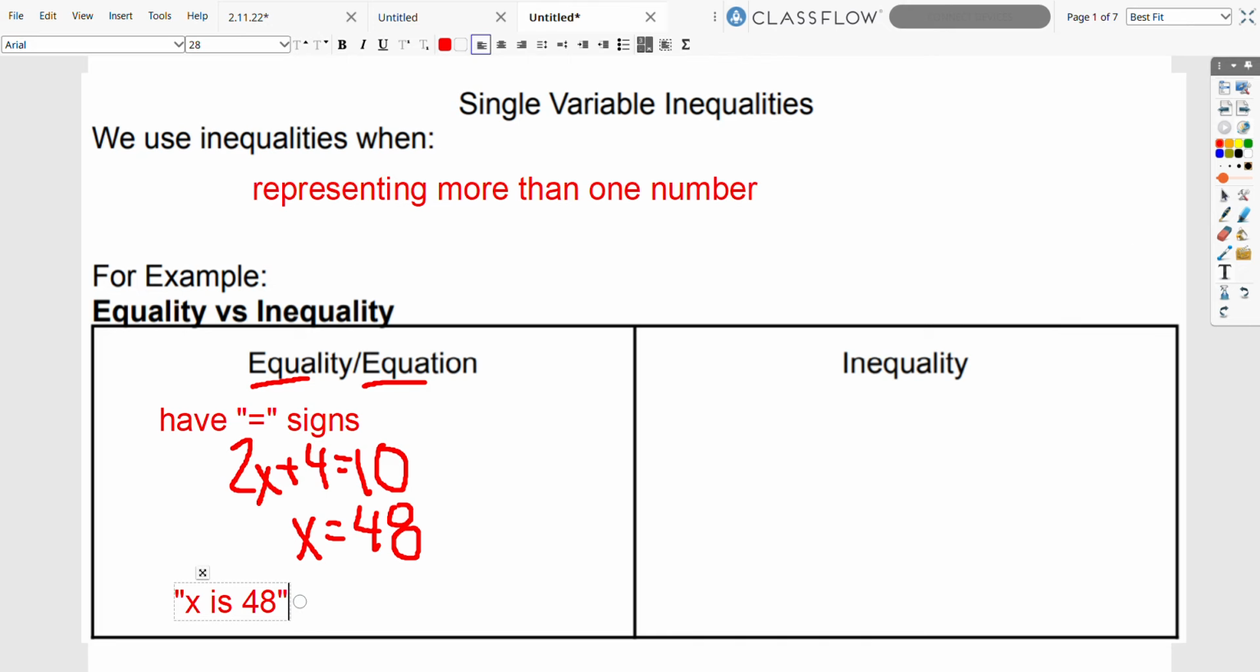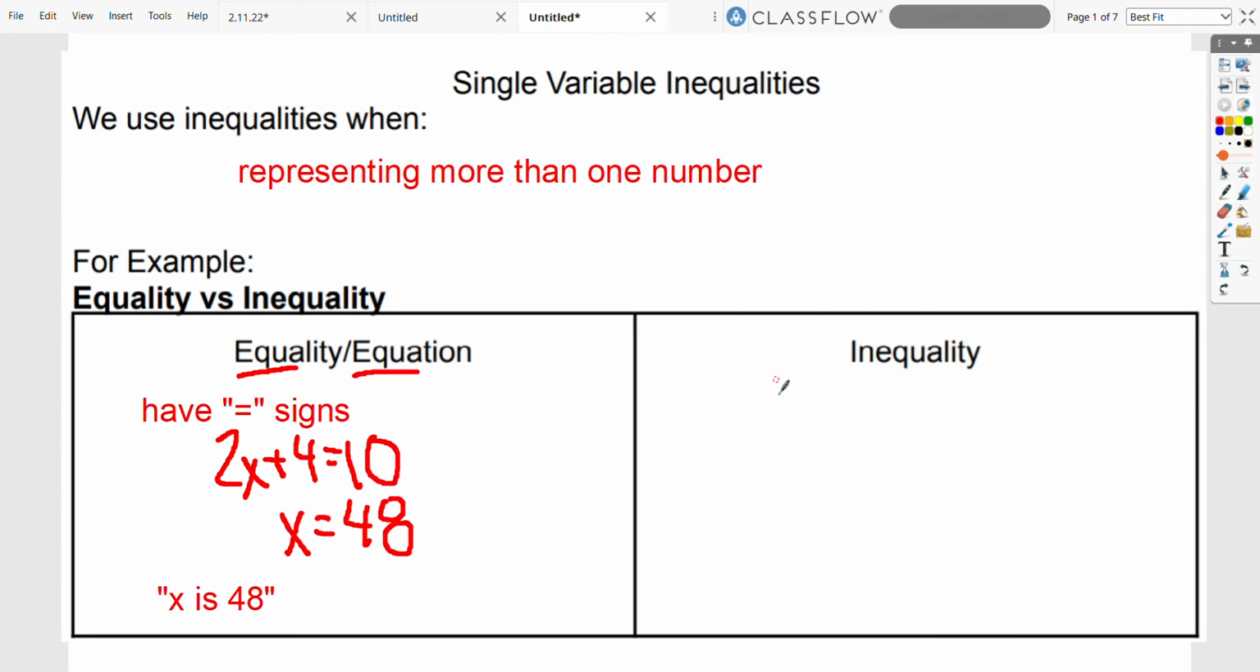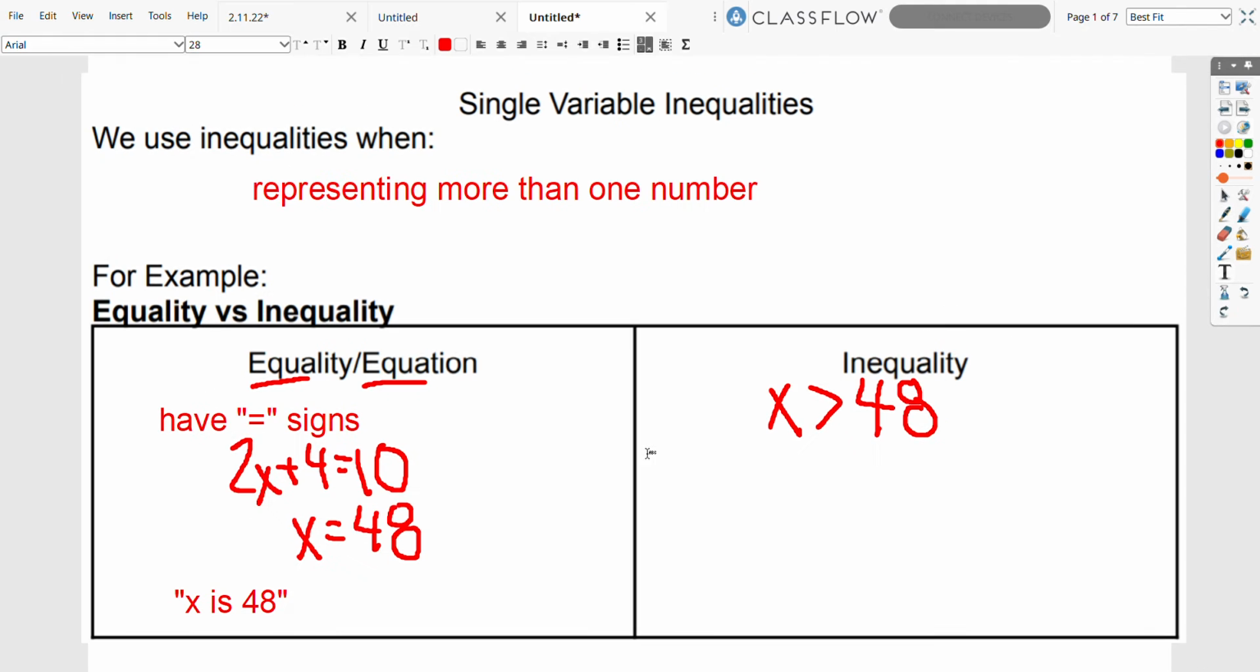And so an inequality is going to look something like this, and we're going to go over what this symbol means. Instead of x is equal to 48, we have this symbol, which means x is greater than 48. This includes all numbers that are bigger than 48, and that's what we mean by representing more than one number. We're representing all the numbers that are bigger than 48.